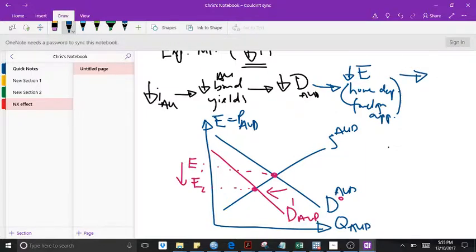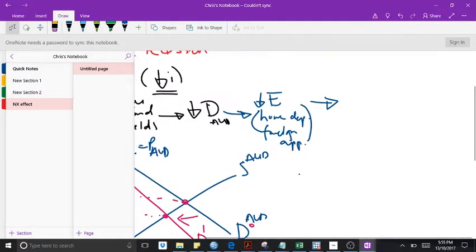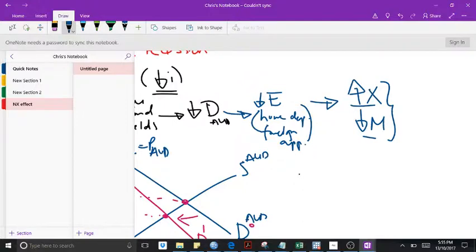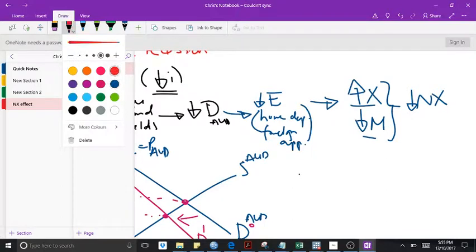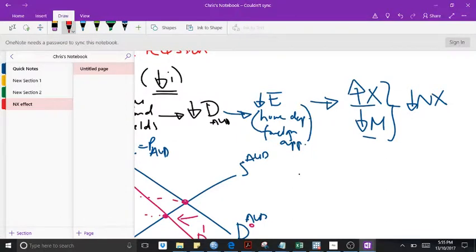So that would result in an increase in our exports and a decrease in imports because now our products are cheaper and foreign products are more expensive, which results in a higher net export. And remember, aggregate demand is equal to C plus I plus G plus NX.